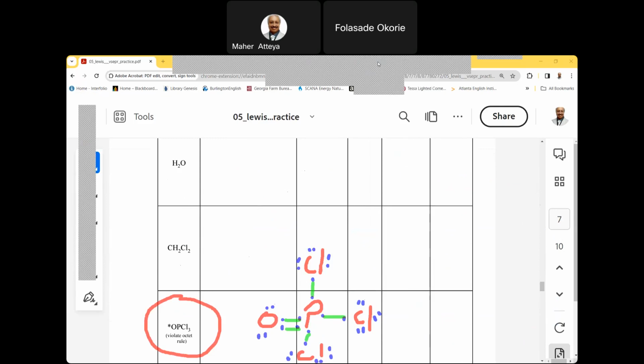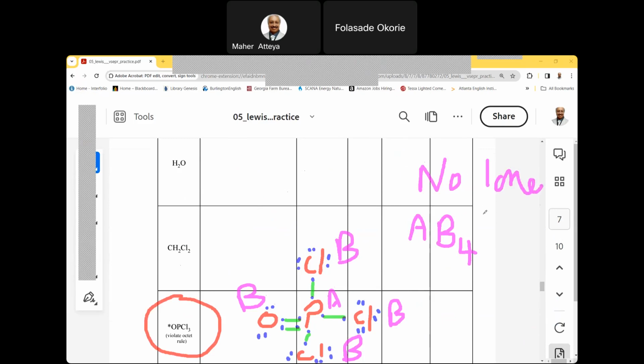We did not cover this one, but at least you would know that A is terminal, and B is the count. For A, we have 1, 2, 3, 4, so how many do we have? 3. And B is 4, with no lone pair. Correct?